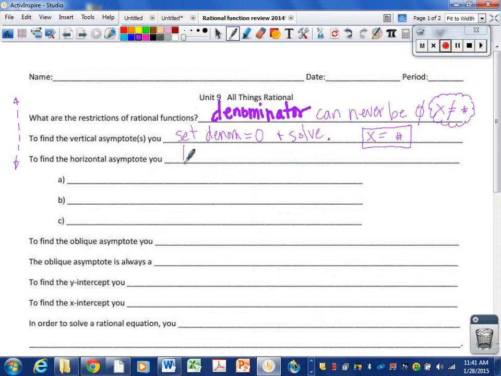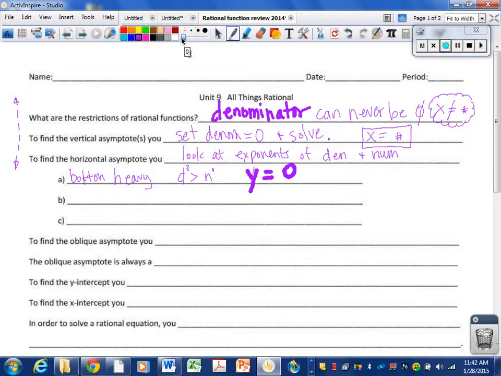Okay, to find the horizontal asymptote, you look at the exponents of your denominator and numerator. Okay, depending on the powers of the exponents, you'll have, of course, three different types of horizontal asymptotes. If the graph is bottom-heavy, otherwise known as the exponent in the denominator is larger than the exponent in the numerator, like a 3 and a 1, then it's automatically every single time y equals 0 is the equation of the horizontal asymptote.